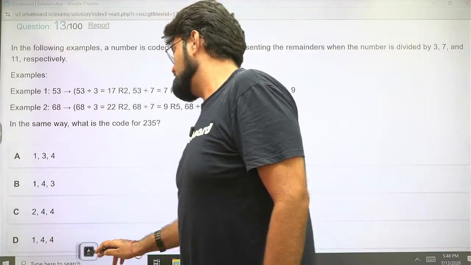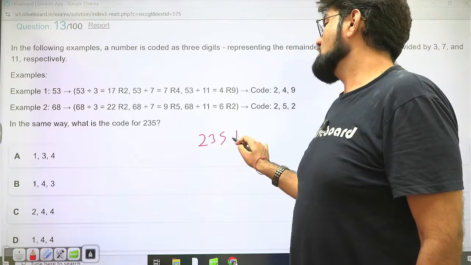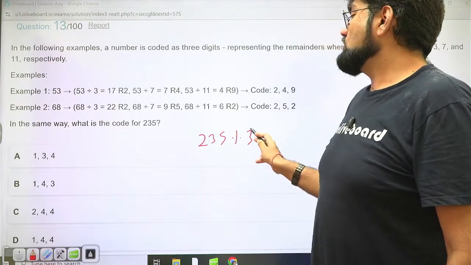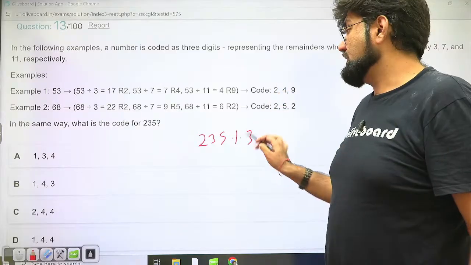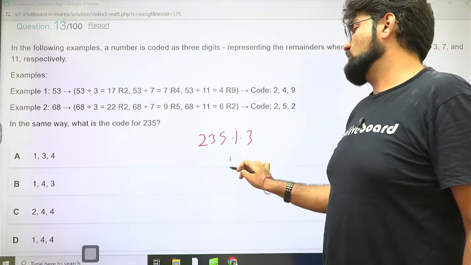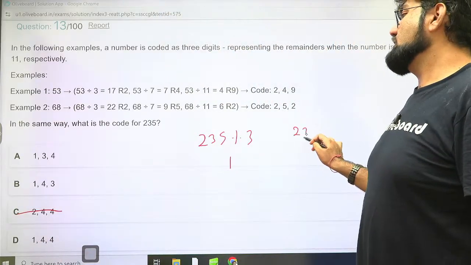So 235, we will take the remainder with 3 first. So 5 plus 3, 8 plus 2, 10. If the digit sum was 9, it would have been divisible by 3. That means 234 was divisible by 3. So 1 is the remainder here. So option C is gone. Okay. Next, 235 remainder with 7.